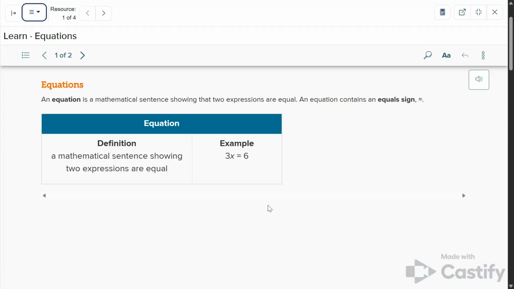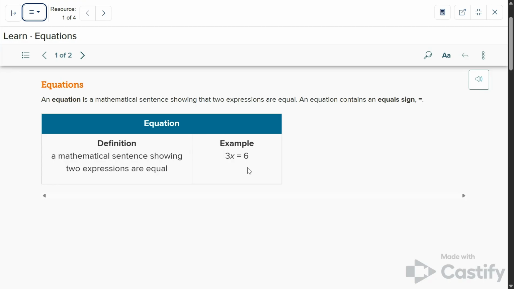Here's a definition for you of equations. This is going to relate directly back to Module 5, where we were doing expressions and then kind of solving them. These equations are going to seem very similar, but they contain an equal sign. An equation is a mathematical sentence showing that two expressions are equal. So an equation contains an equal sign. We may have had 3x as our expression in the past, but now we have 3x equals something else.